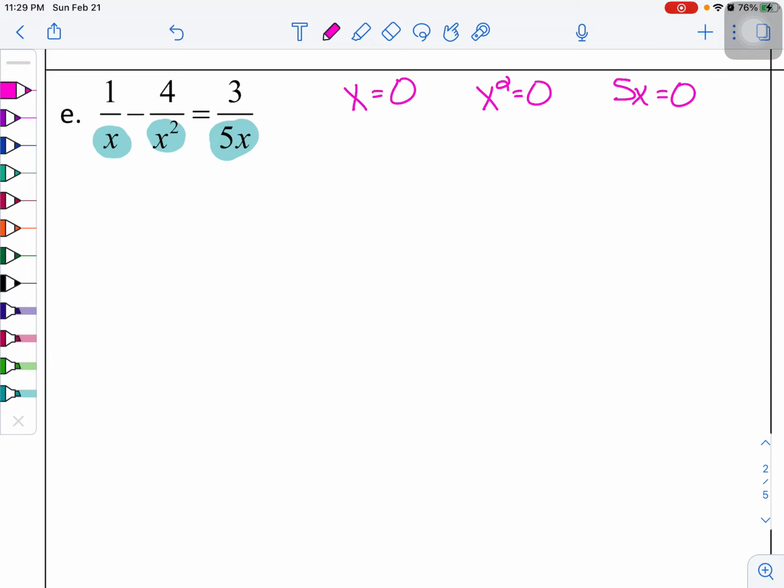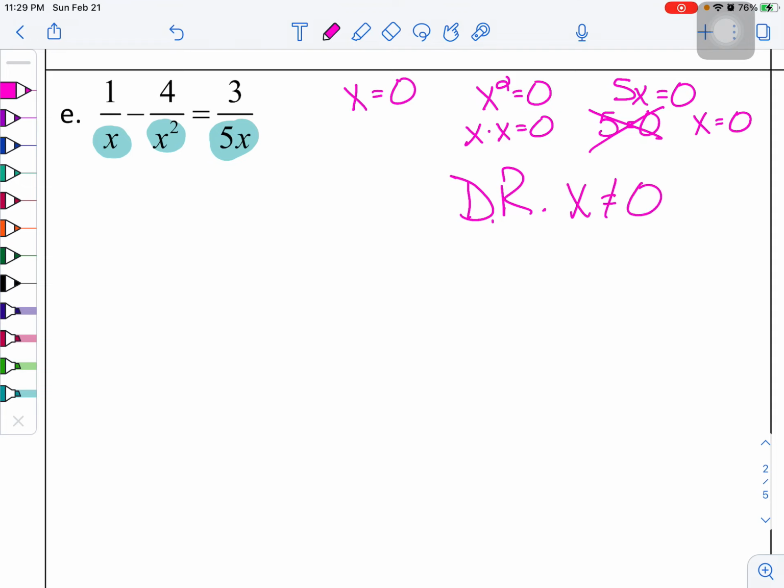Well, let's see, 5x equals 0. Okay, so x equals 0, well, that one's already done. x squared equals 0, remember that's x times x. And if I set each of these factors equal to 0, that's already taken care of. And technically, it's a little weird to write it this way, but you can actually think of 5 as its own factor and set that equal to 0, and x is its own factor and set it equal to 0. That one just doesn't make any sense. So the domain restriction here, the only value that we have to worry about is x cannot equal 0. That's the only one that's going to matter.